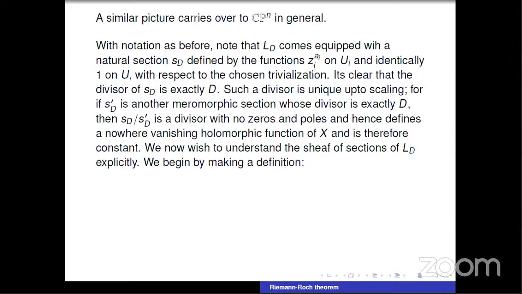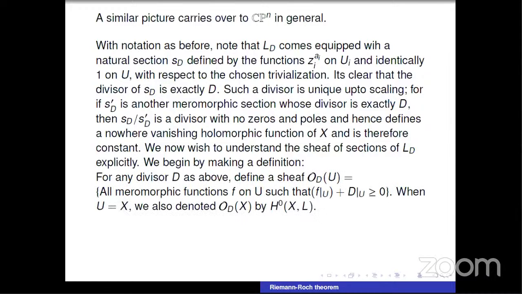So now we wish to understand the sheaf of sections of L suffix D explicitly. We begin by making a definition. For any divisor D as above, define a sheaf OD of U. This is all meromorphic functions F on U such that the divisor of F restricted to U plus the divisor D restricted to U is greater than or equal to 0. So this is the notation for divisor of F, so divisor of F plus D. Now this defines a divisor on U. This should be an effective divisor; all coefficients should be non-negative. So in some sense, whatever negative signs occur in D, those should be cancelled out by the zeros of F. That is this condition.